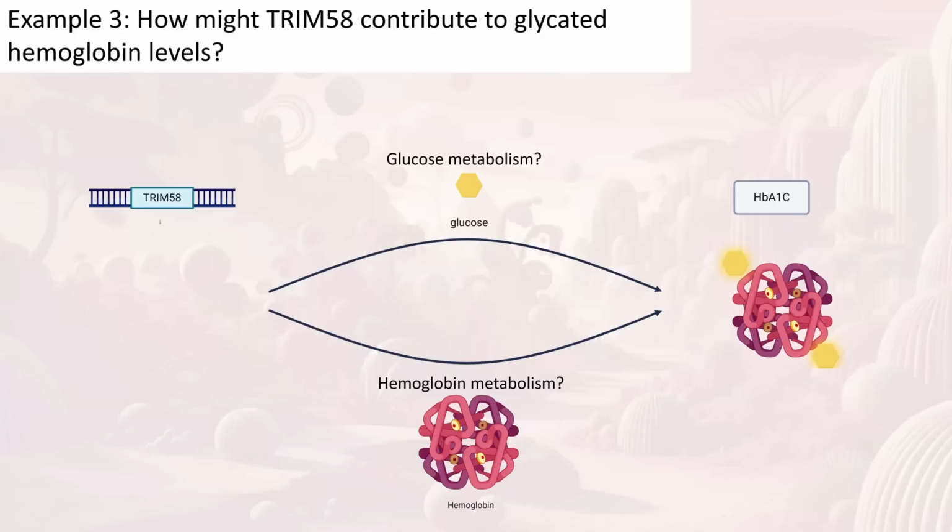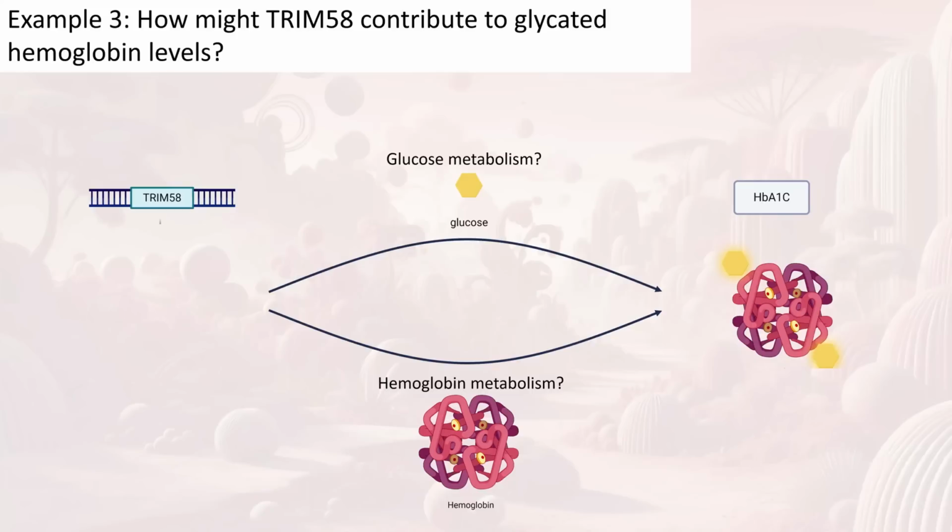I really like this locus, this story. So TRIM58 has an association with HbA1c. Of course, that's a phenotype we know and love from diabetes. It's your glycated hemoglobin. Nicole Soranzo and others have shown that generally HbA1c is a combination of hemoglobin and glucose. And so either modifying glucose metabolism or hemoglobin metabolism could be a way to affect HbA1c.